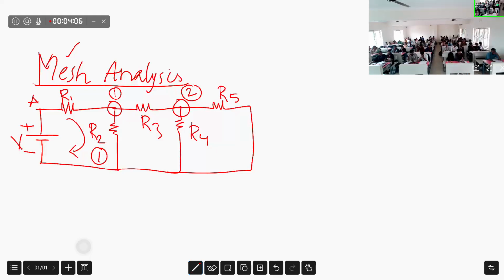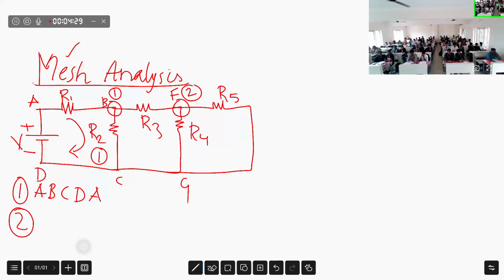For example, name this point A, this B, C, D, A. So what is the value of my mesh number 1? A, B, C, D and again closed at A. So this is my mesh number 1. Similarly, name this point also F, this G. So what will the second mesh be? B, F, G, C, B. So this is my second mesh.